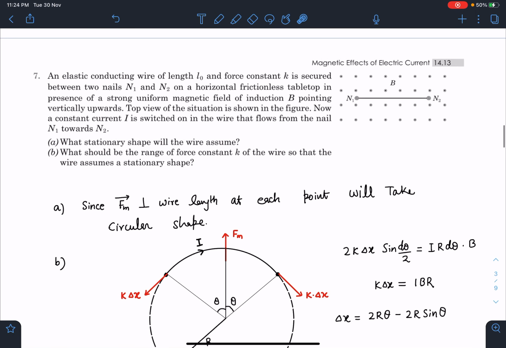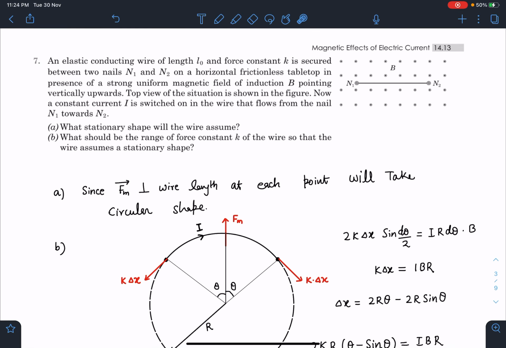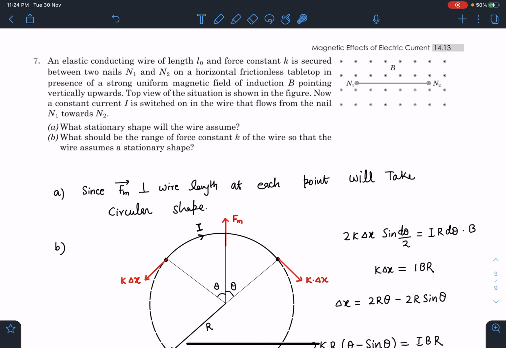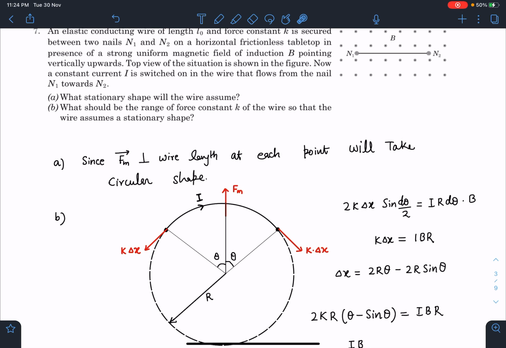Now here I have drawn this kind of diagram, but on any side you can draw. What would be the range of force constant K of the wire so that the wire assumes a stationary shape? Whether you draw it downward or this way, both ways it is fine. Let's take B inwards, just for an easier diagram. So you can see here, everywhere this magnetic force is going to act in the perpendicular direction. If angle theta is very small, it will be perpendicular to this dl length.